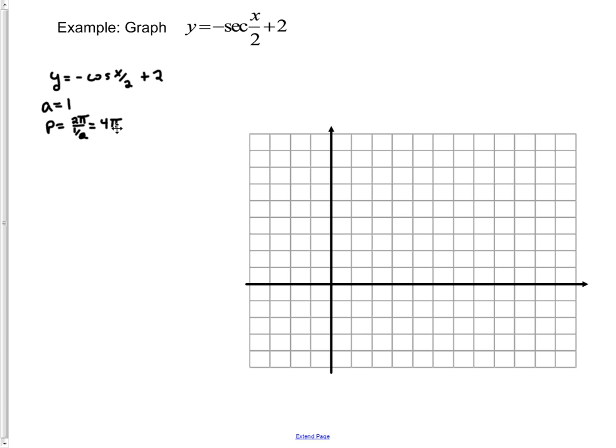So our period is 4 pi, and of course, key points occur at 1/4 of the period apart, so 1/4 times 4 pi means that our key points occur at pi apart. Now, there's nothing added or subtracted to this increment, so there is no phase shift in this particular case. So that's good for us, no phase shift. There will be a vertical shift of 2 upward. So we'll use that in a little bit. Shift up by 2.